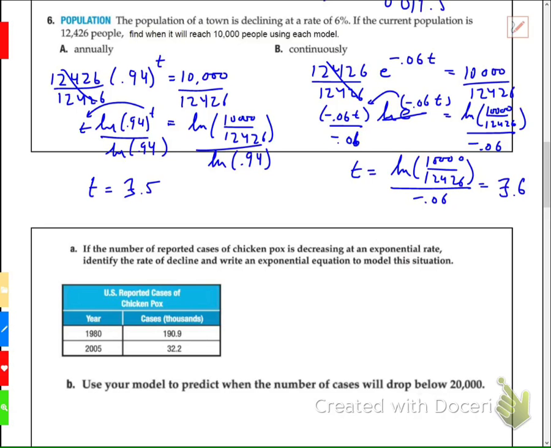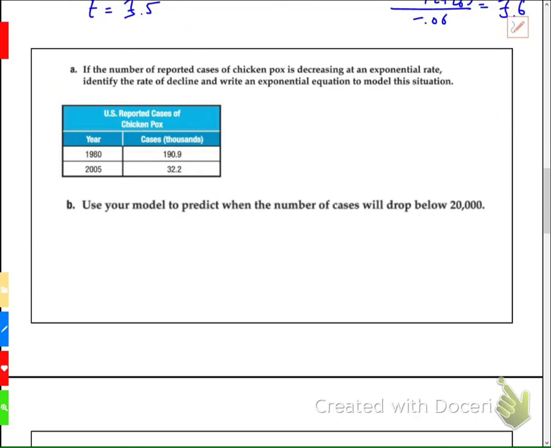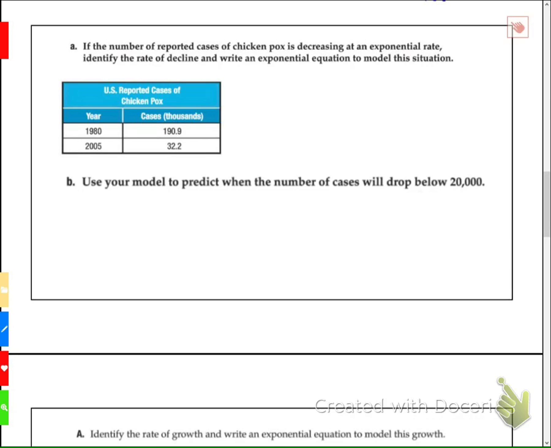Okay, now, so like I said, if somebody gives you the rate, probably best to use the original formula. It wasn't too hard to divide by the natural log of 0.94. But if you ever have to come up with a rate on your own, PERT is going to be your friend. Okay, PERT is what we use when we need to find a rate in particular. Okay, so here I have no rate. I only have a year, and I have how many cases of chickenpox we have.